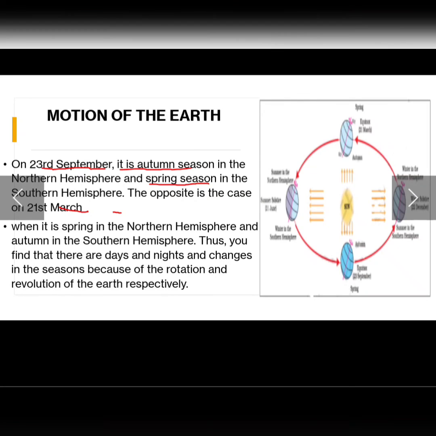So class, do you know why this phenomenon occurs? The answer is because of rotation we have change in day and night, and because of revolution we have change in the season. Okay, so this is the natural process, and this happens daily. Days and nights occur daily because of rotation, and because of revolution we have the seasons of the earth.